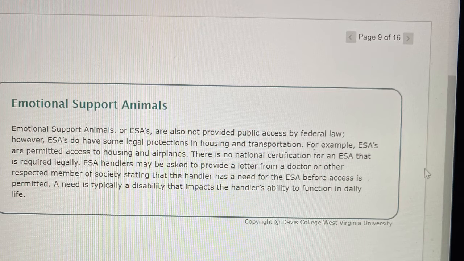Emotional support animals. Emotional support animals, or ESAs, are also not provided public access by federal law. However, ESAs do have some legal protections in housing and transportation. For example, ESAs are permitted access to housing and airplanes. There is no national certification for an ESA that is required legally. ESA handlers may be asked to provide a letter from a doctor or other respected member of society stating that the handler has a need for the ESA before access is permitted. A need is typically a disability that impacts the handler's ability to function in daily life.